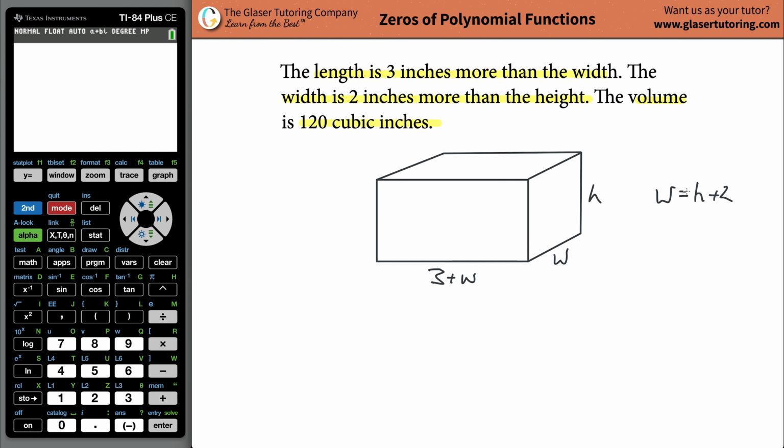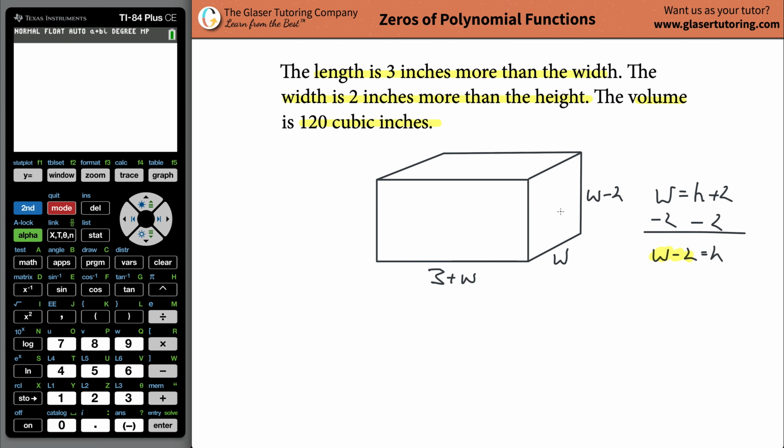Another way to look at it is, if the width is 2 inches more than the height, the height must be 2 inches less than the width. If I solve this for h and subtract 2 from both sides, the width minus 2 equals the height. The reason I did this is that, since this is the same thing as the height, in my picture I can, instead of writing h, just write w minus 2.